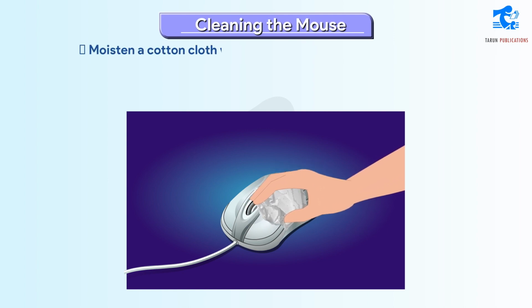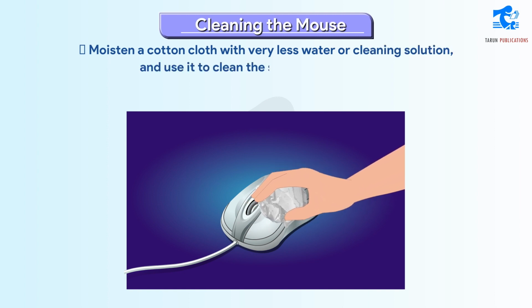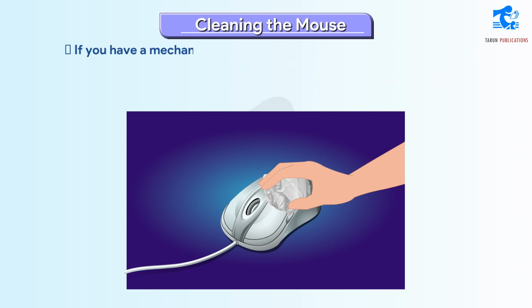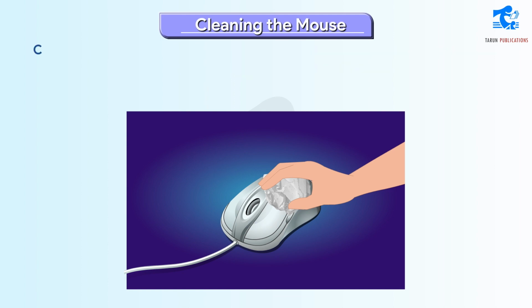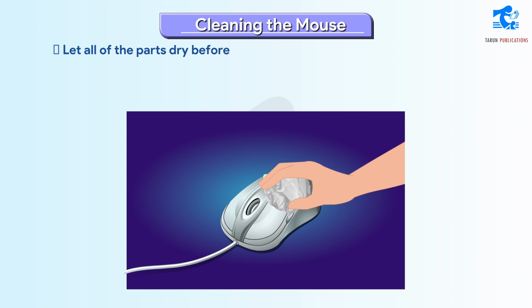Moisten a cotton cloth with very little water or cleaning solution and use it to clean the surface of the mouse. If you have a mechanical mouse, remove the tracking ball by rotating the cover ring counterclockwise. Clean the tracking ball and the inside of the mouse with a moistened cotton cloth. Let all of the parts dry before reassembling and reconnecting the mouse.